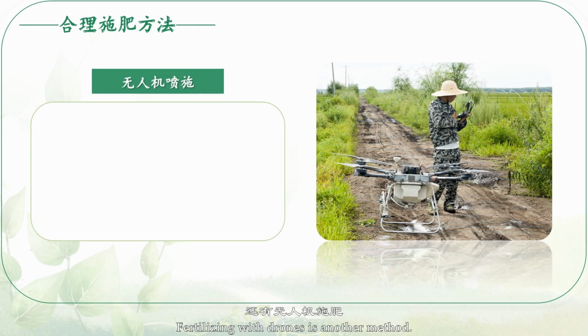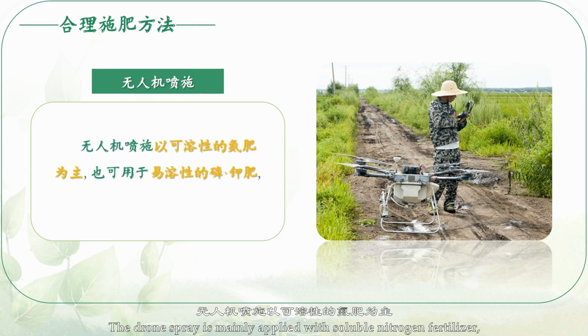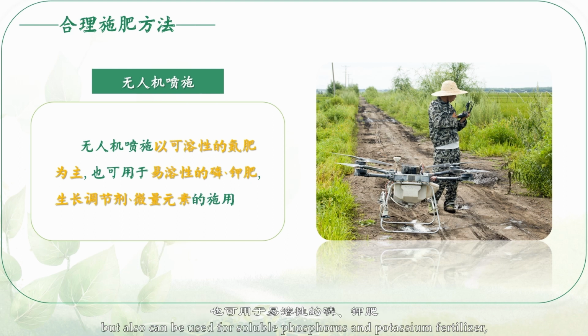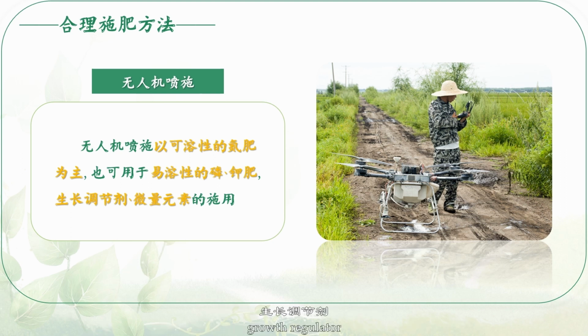Fertilizing with drones is another method. It uses drones to spray fertilizer. The drone spray is mainly applied with soluble nitrogen fertilizer, but can also be used for soluble phosphorus and potassium fertilizer, growth regulator, and trace elements.